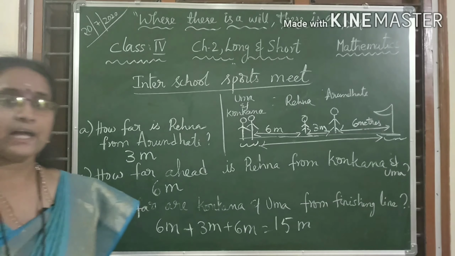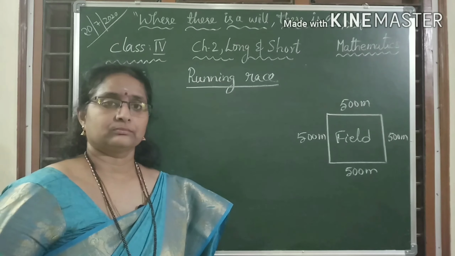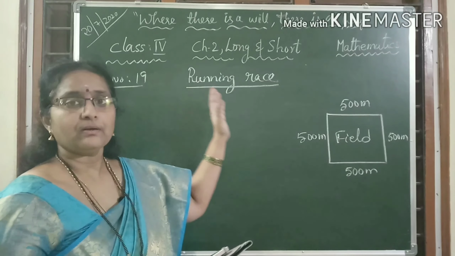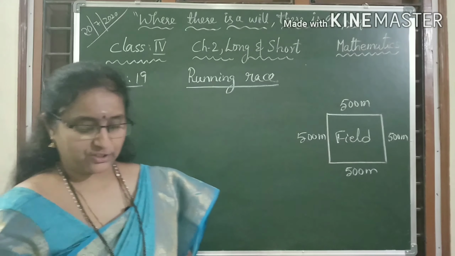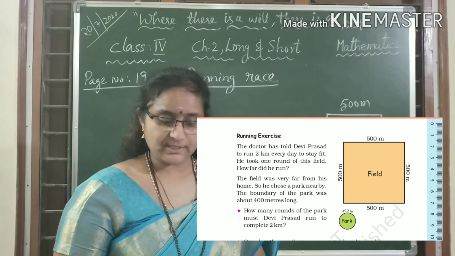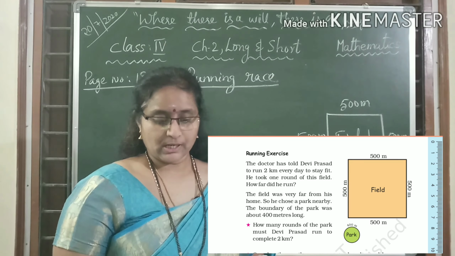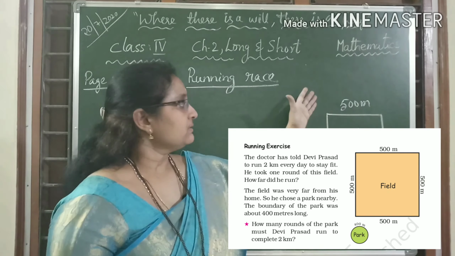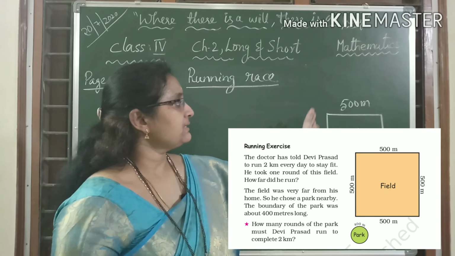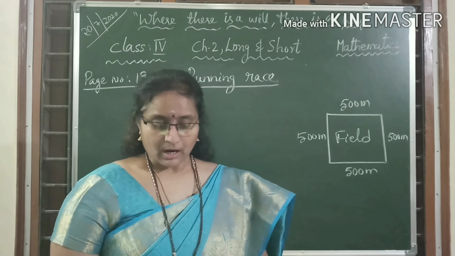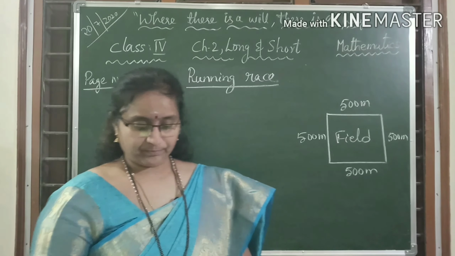Now we will see another problem. Children, open your textbook, page number 19. Running race. Here is the question. The doctor has told Devi Prasad to run 2 kilometers every day to stay fit. He took 1 round of the field here. That field is given for us and the side of the field is 500 meters. Okay. How far did he run?